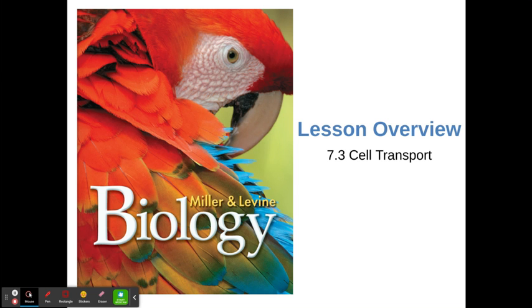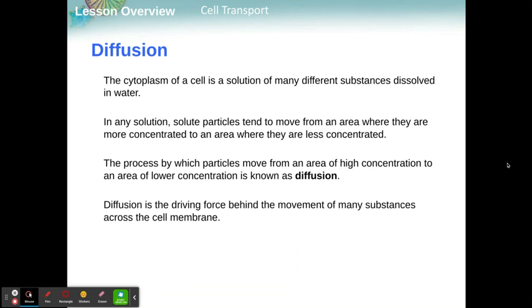Today we're going to be going through lesson 7.3 regarding cell transport. Now, before we begin, I want to first clarify that when we talk about transport in this lesson, we're going to be referring to transport into and out of the cell. Now, the simplest form of transport is called diffusion.